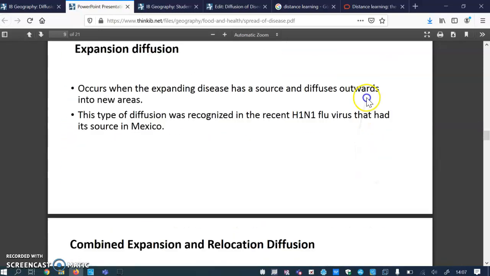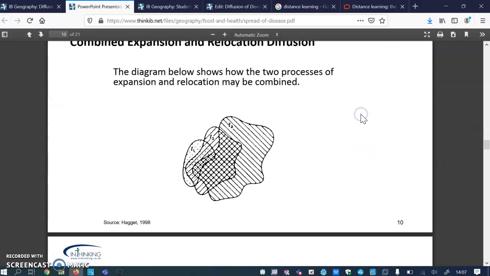Quite often, we see a combination of these two factors. So we see a spreading outwards, and we see also a concentration and an expansion of that within the central area. Disease, though, spreading outwards and being experienced at different scales as we move away.